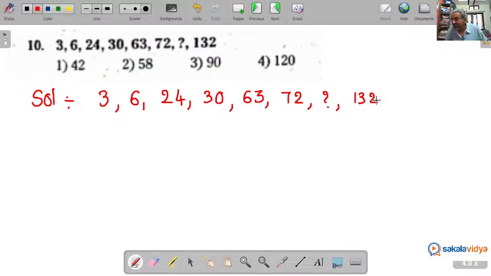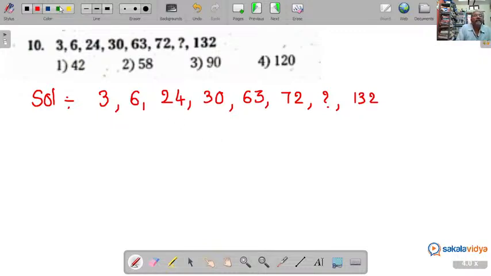Just take your own time. Try to crack this problem. This is actually a combination of two series. 3, 24, 63 and next question mark is one series. 6, 30, 72 and 132 is the other series.